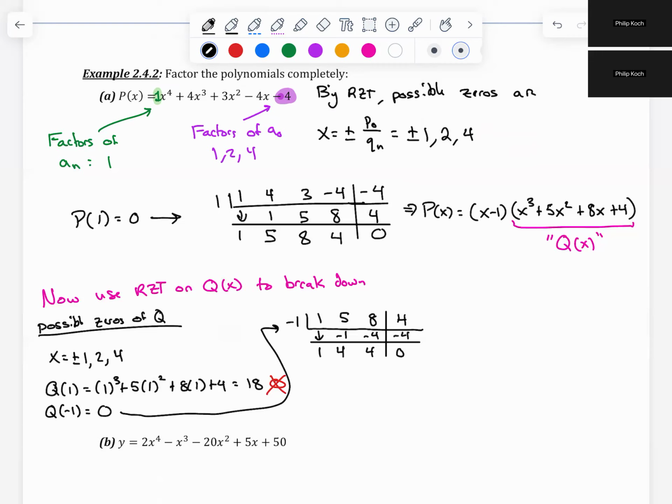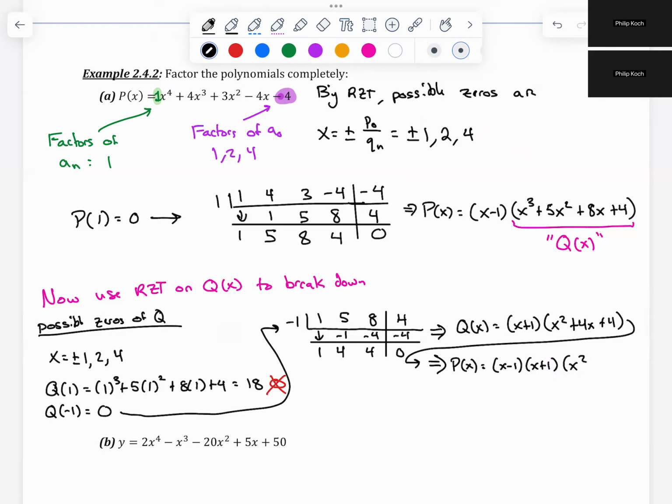And so here's the little extra step. This means that Q of x is equal to x plus 1 times x squared plus 4x plus 4, which therefore means that P of X is equal to X minus 1 times X plus 1 times X squared plus 4X plus 4. Takes a long time to write, so I'll let you write that down and then we'll re-explain.